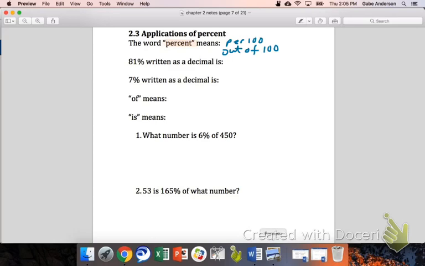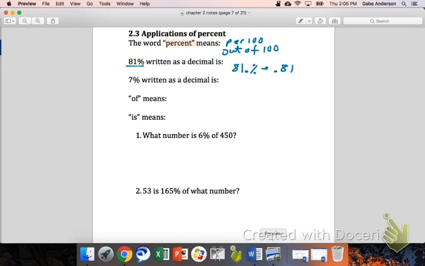So 81% is currently written in percent form, and we could write it as a decimal. The way that we would write 81% as a decimal is to take the decimal point where it currently is. Right now it's to the right of the 1, and we can move it 2 places to the left to transform this into the decimal version of 81%. So 81% is the exact same thing as 0.81.